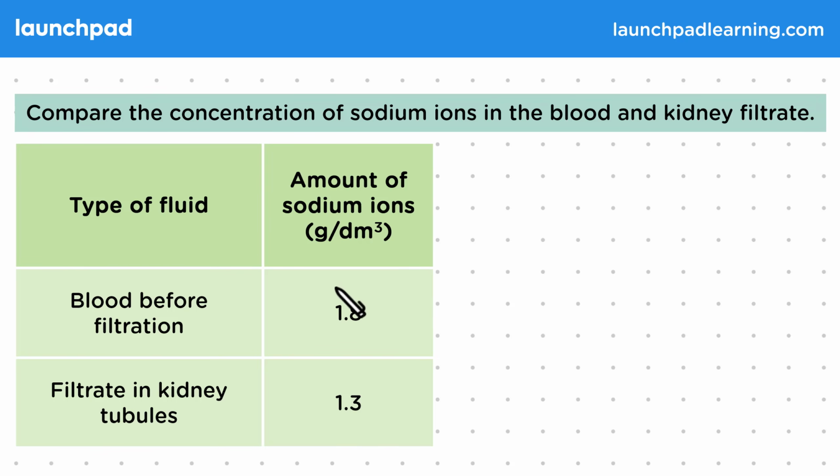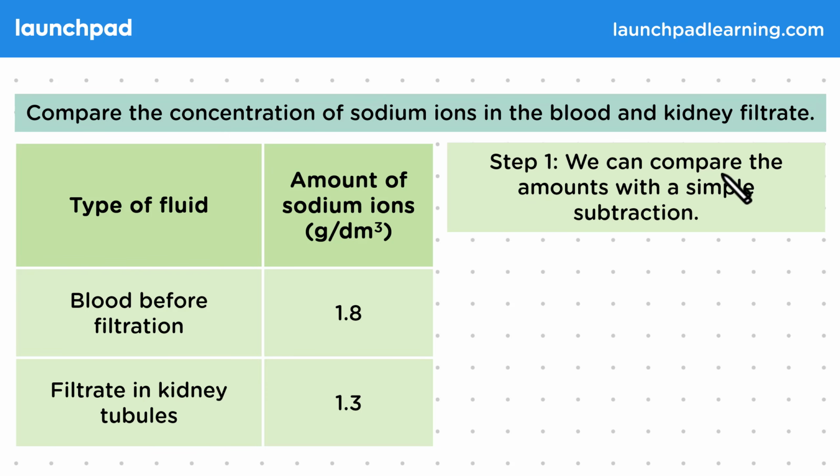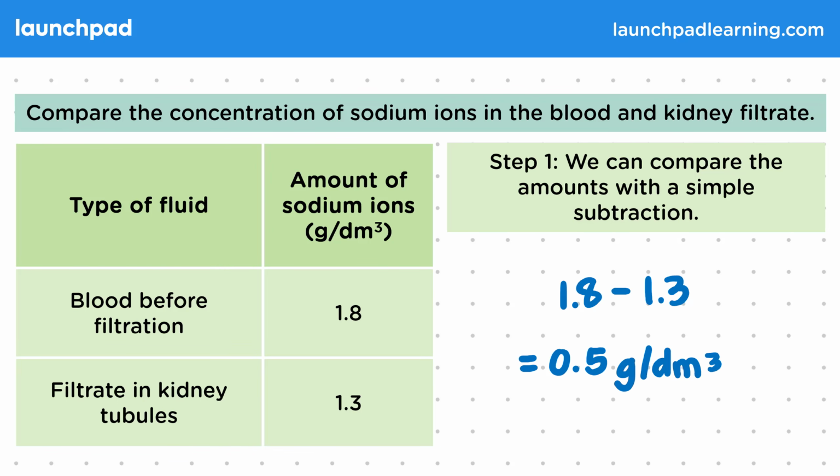So in this table, we can see the amount of sodium ions in grams per decimeter cubed in the blood before filtration and in the filtrate in the kidney tubules. So step 1, we can compare the amounts with a simple subtraction. So nice and straightforward then, 1.8 minus 1.3, which equals 0.5 grams per decimeter cubed. What's the next step?